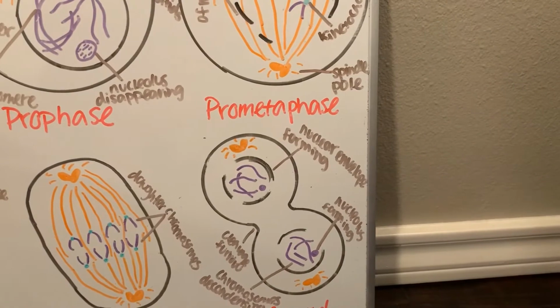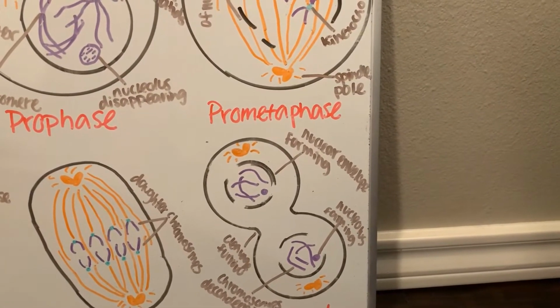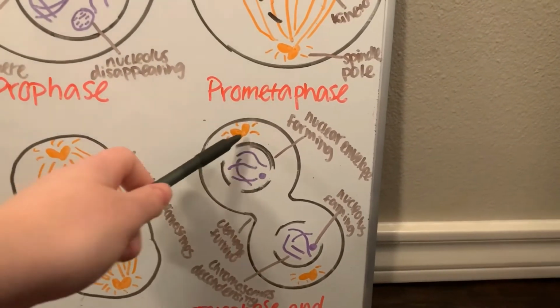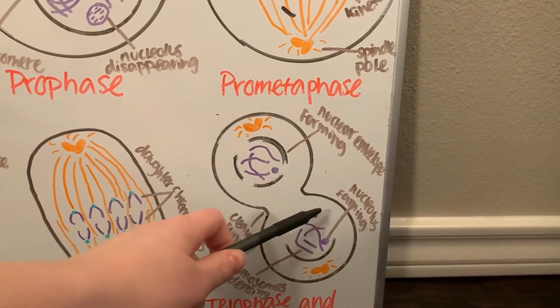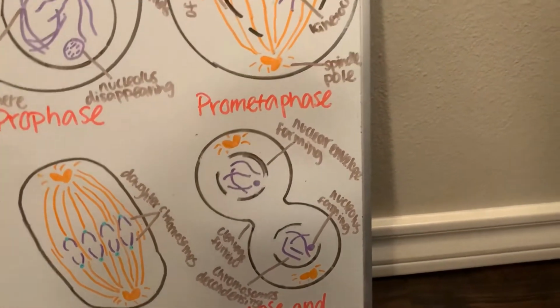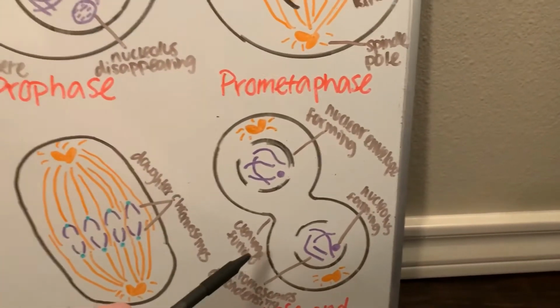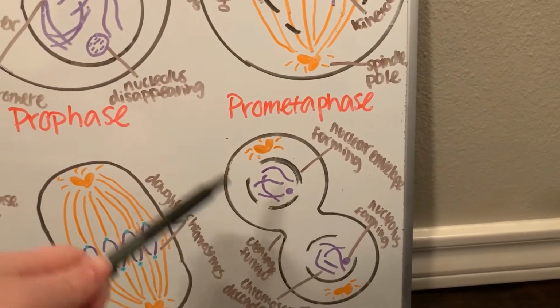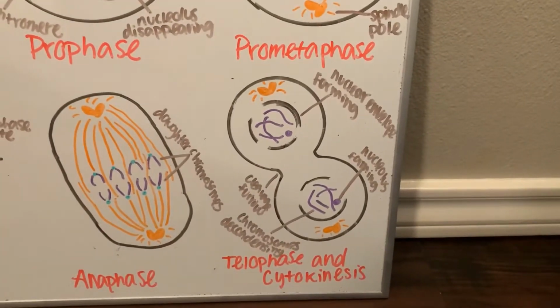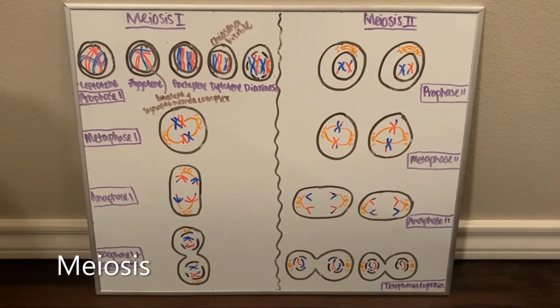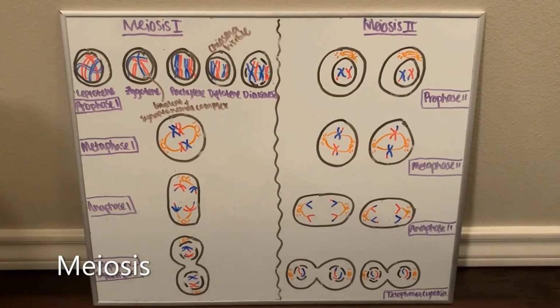And nuclear envelopes form around the two groups of daughter chromosomes. So we're starting to get our nuclear envelopes back. And then cytokinesis occurs, and you can see the cleavage furrow of where that's going to happen. So I've drawn these to show what happens in meiosis 1 and meiosis 2.